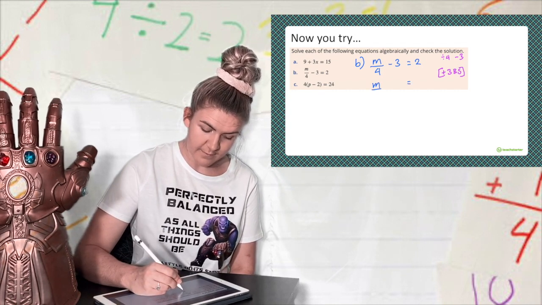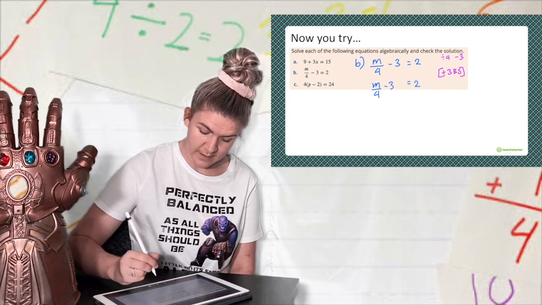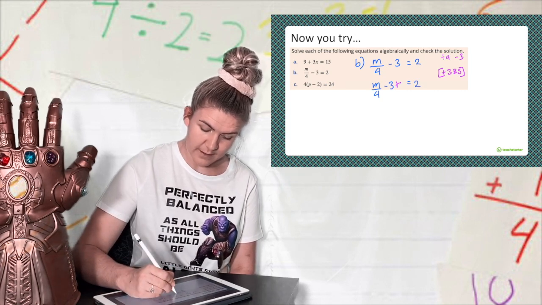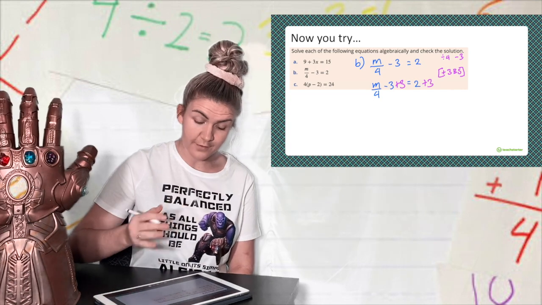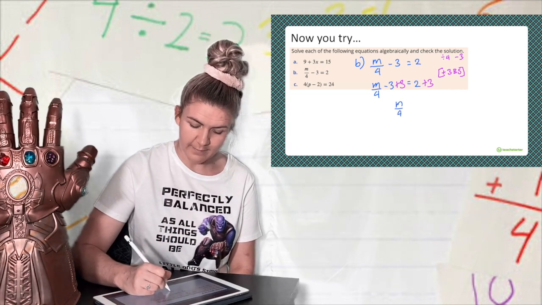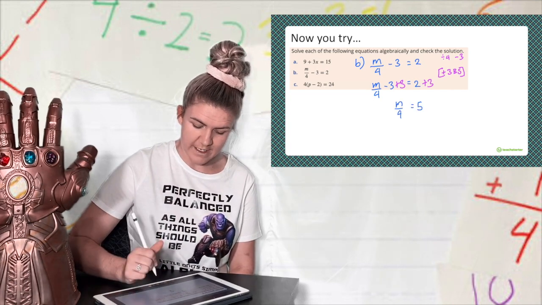So m divided by 4, take 3. And I'm going to plus 3 on both sides. The 3's cancel, leaving me with m divided by 4. 2 plus 3 is 5.